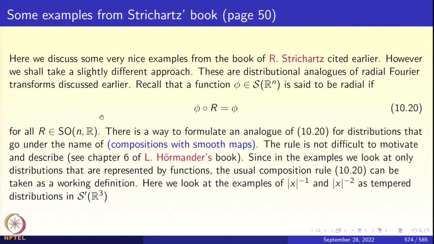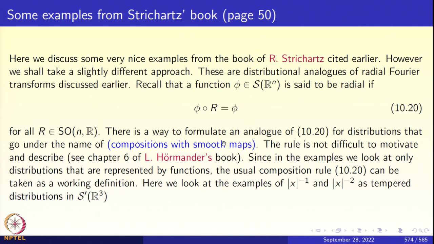For example, e to the power minus mod x squared is a radial function. So anything which depends only on mod x is a radial function. There is a way to describe which tempered distributions are radial. There is a way to compose a distribution with a diffeomorphism. We don't need this general result, and that is discussed in chapter 6 of Hormander's book.